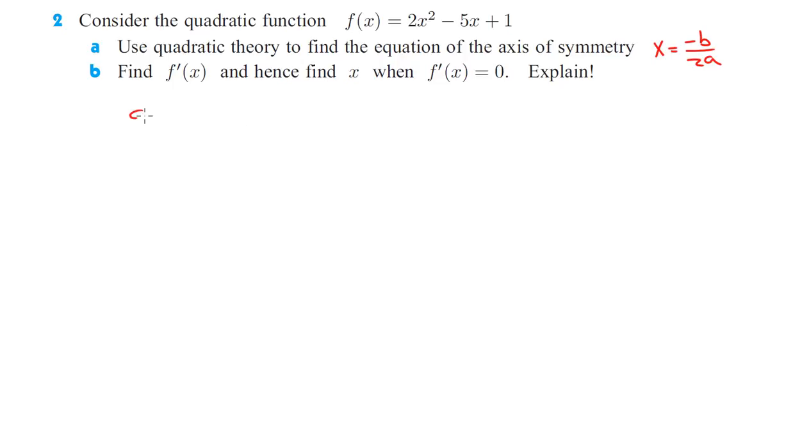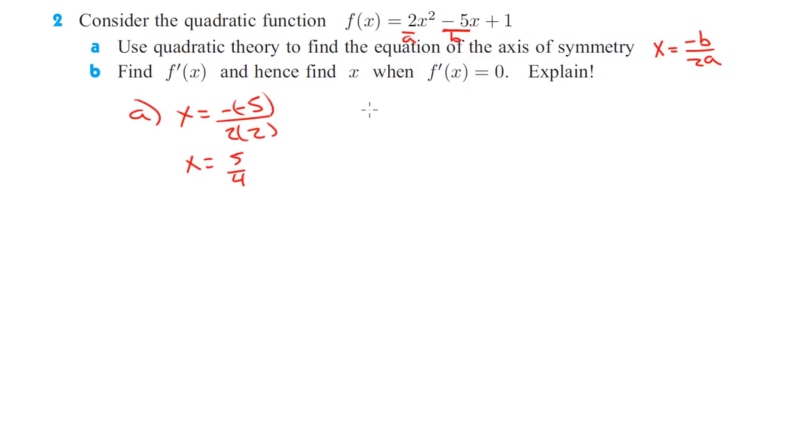So part A here, we're going to do x equals, let's see, here's b, so it's negative 5, because there's b, all over 2 times a, and a is 2, so there's a and there's b, right? So that just gives us that x equals 5/4, okay? And that is the equation of the axis of symmetry, right?